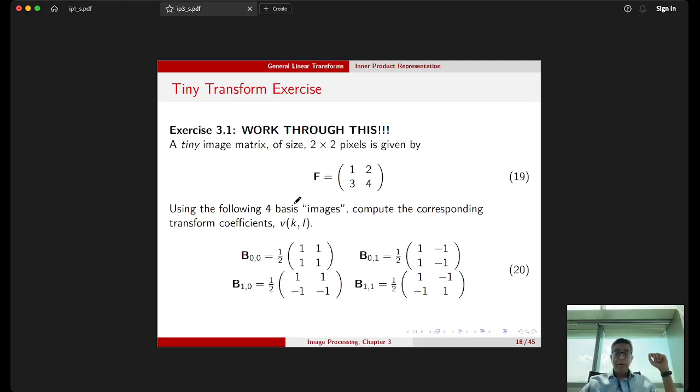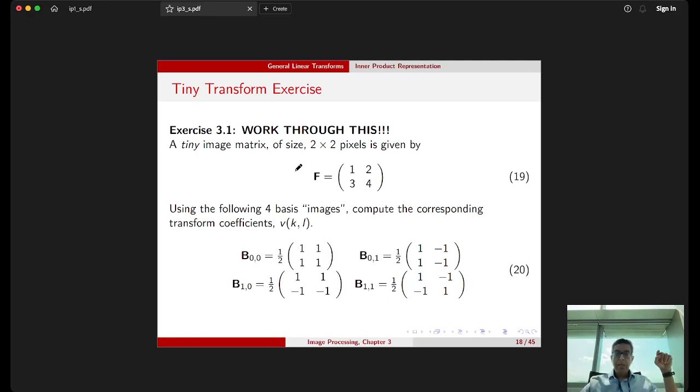Given that we have this as our image, we have 4 basis images. So we have 4 pixels here. And like I said, the large K and large L are usually equal to large M and large N. So in this case, large M, the number of rows, is 2. So large K will also be 2. It doesn't have to be, but that's a very common situation.